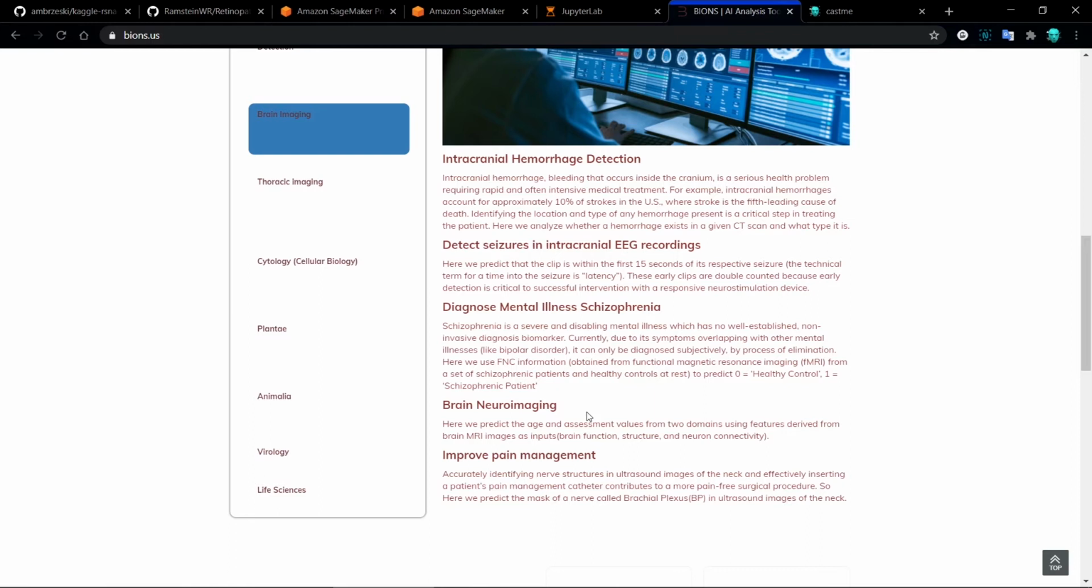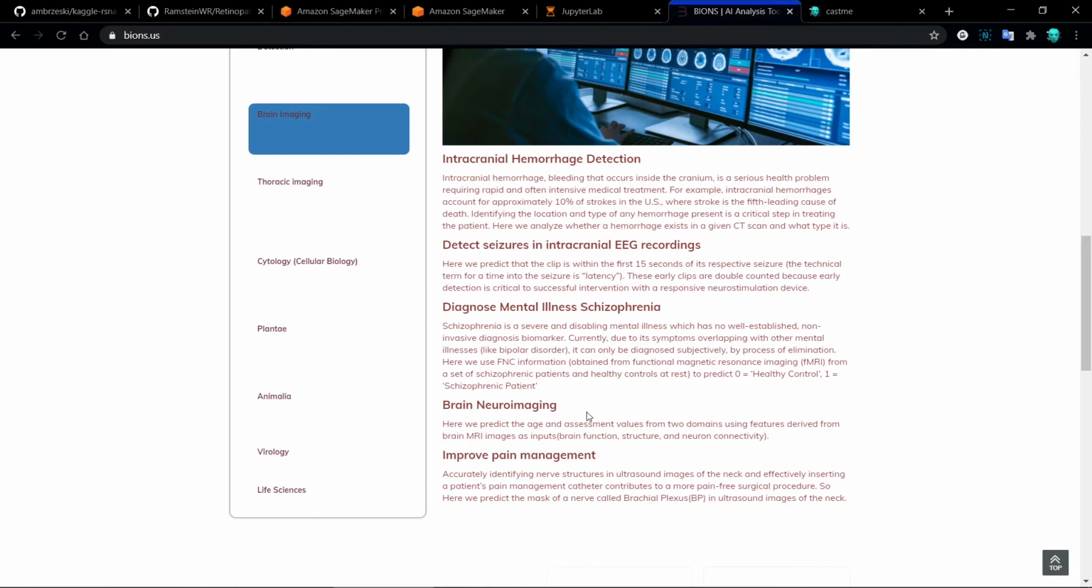So in this problem, we are identifying the nervous structures that are responsible for pain. We have the ultrasound images of those nervous structures, especially from the neck, and effectively inserting a patient's pain management catheter contributes to a more pain-free surgical procedure. So here we predict the mask of a nerve called the brachial plexus in ultrasound images of the neck. We just mask the areas where the brachial plexus is present in that ultrasound image.